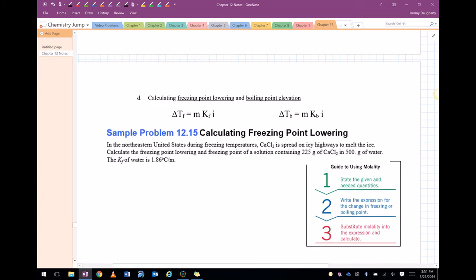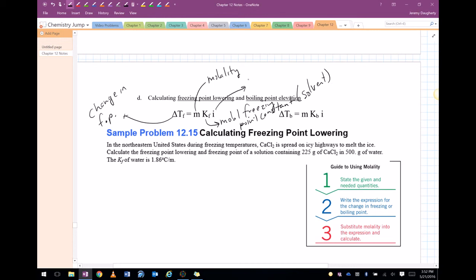Now here's the relationship. The delta TF, which is the change in freezing point, is equal to m, which is the molality, times Kf, which is the molal freezing point constant. That has to be looked up in a text, and it depends on the solvent, okay? And then i is the Van't Hoff factor.